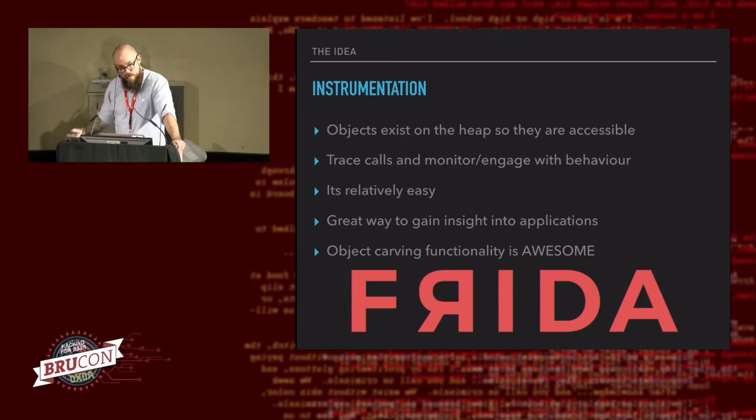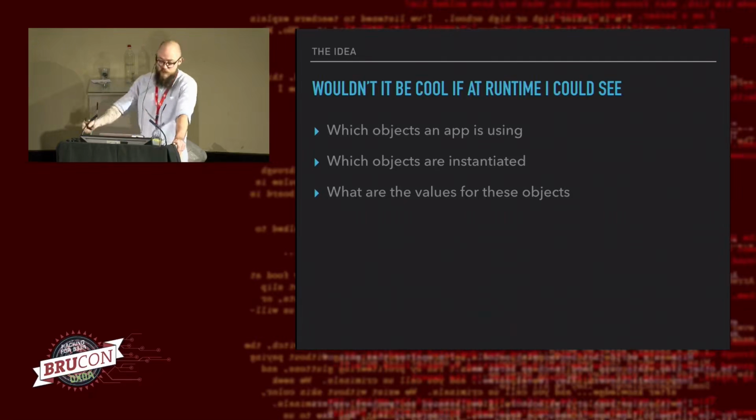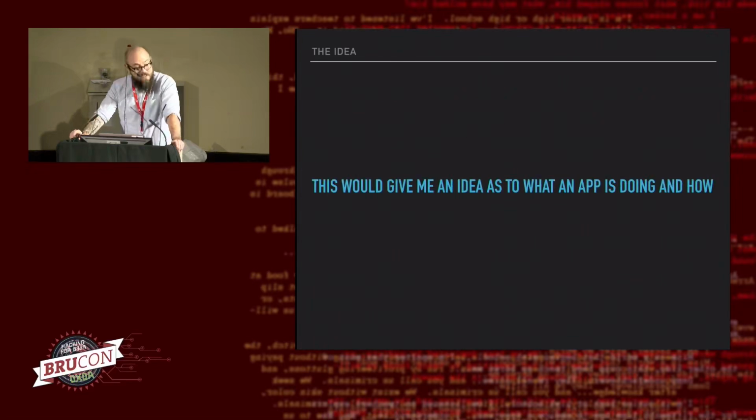So I thought, great, well, we've got instrumentation. It's providing a mechanism for me to look at the heap in quite an efficient way, so I don't have to try and integrate with GDB or start processing the heap regions. So I thought to myself, wouldn't it be cool if at runtime I could see which objects an app is using, which objects are instantiated, and what are the values for these objects? Because if I get this information, this would give me an idea as to what an app is doing and how. Because everything that an app does boils down to some sort of object somewhere that does something.